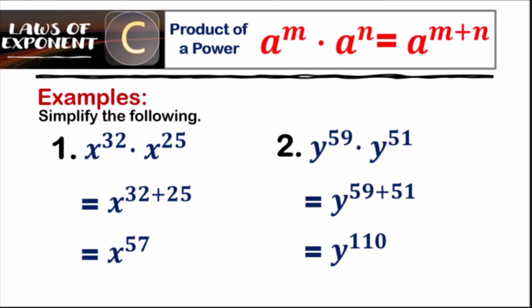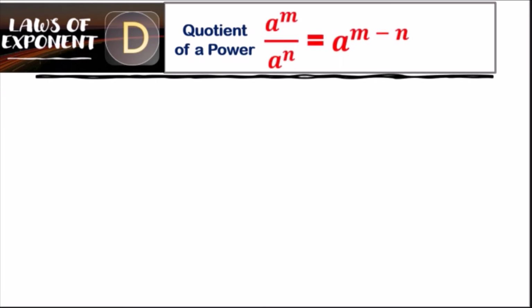Always take note that in multiplying exponential expressions whose bases are the same, just copy the common base and then add its exponents. Let's have the fourth law, the quotient of a power. It states that a raised to m divided by a raised to n is equal to a raised to m minus n. In dividing exponential expressions with the same bases, copy the common base and subtract its exponents.